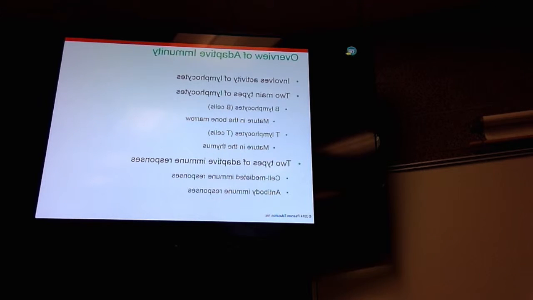Where B and T cells mature: B cells in the bone marrow, T cells in the thymus. The 2 types of adaptive immune response: T cells is cell-mediated, B cells is humoral. Okay? So I think that's important to know.